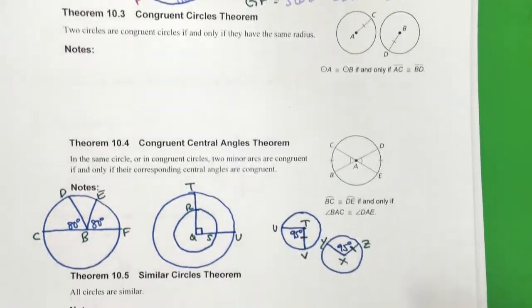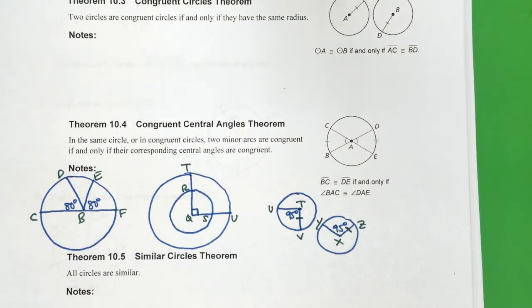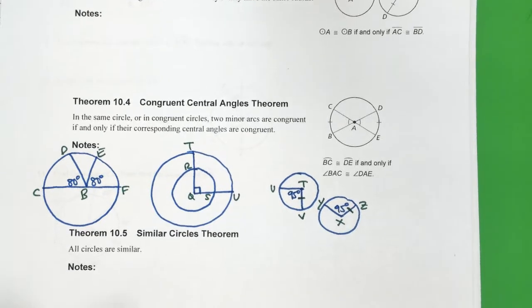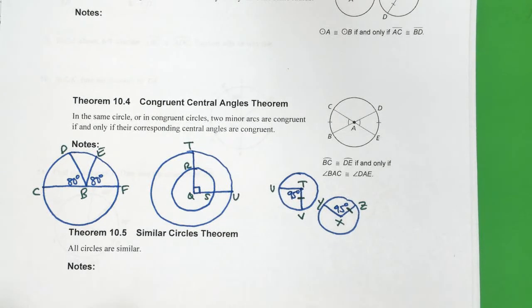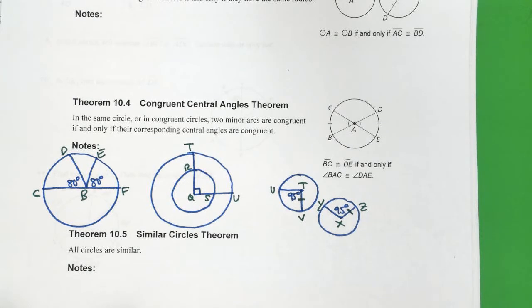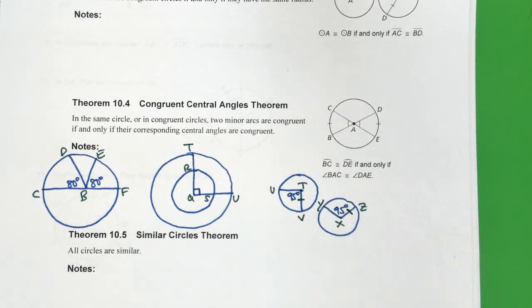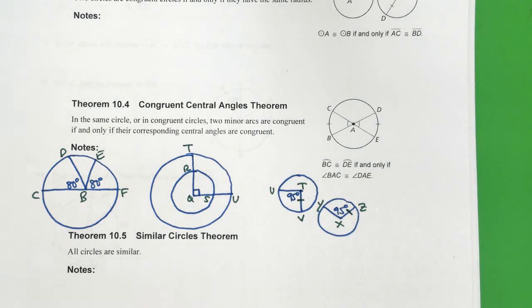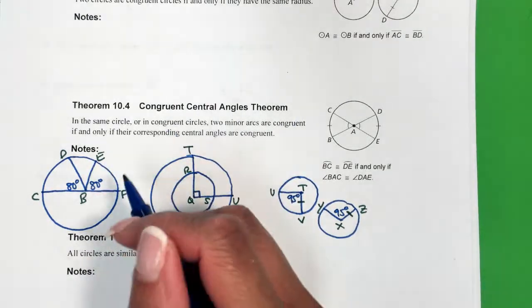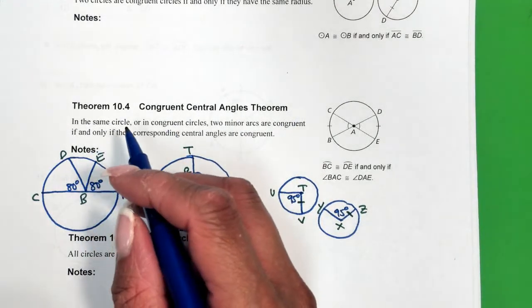So now we have an example for the congruent central angles theorem. If it's in the same circle or in congruent circles, two minor arcs are congruent if and only if their corresponding central angles are congruent. So I have three examples here, and I have to tell if they are congruent by using the congruent central angles theorem. So I have D, E, F, B, and C, or this entire example for A.